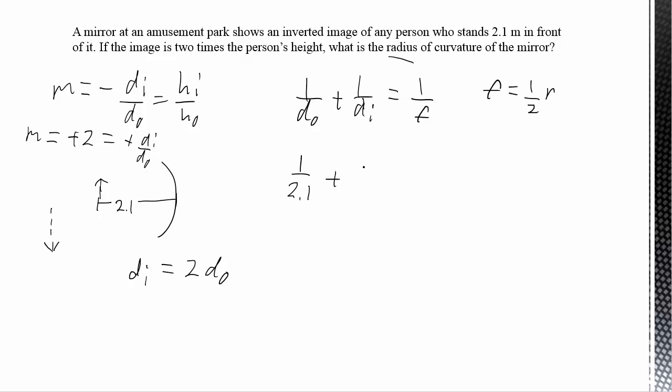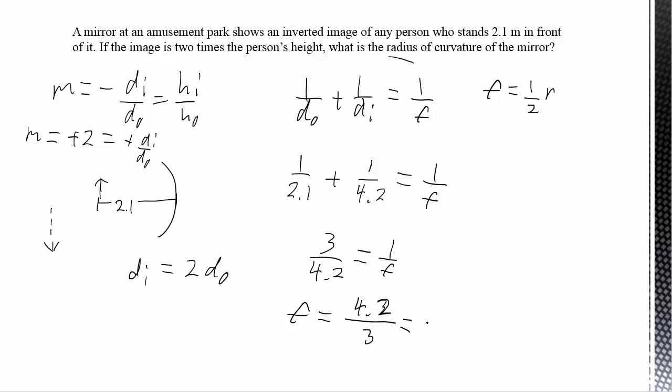So I can plug in here for di, I can plug in 2 do, and I know do, it's 2.1, so I just need to multiply that by 2, and I get 4.2, and that whole thing is equal to 1 over the focal length. So you can just plug this into your calculator as a fraction and then take the inverse if you like. Because they're a factor of 2 of the other, I could just say this is going to be 2 over 4.2 and 1 over 4.2, so that's going to give me 3 over 4.2 when I combine those, equal to 1 over focal length, and you can invert right now if you'd like, and so you're going to have 4.2 over 3, and so we find a focal length of 1.4 meters.